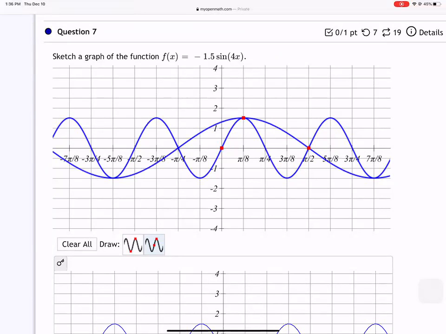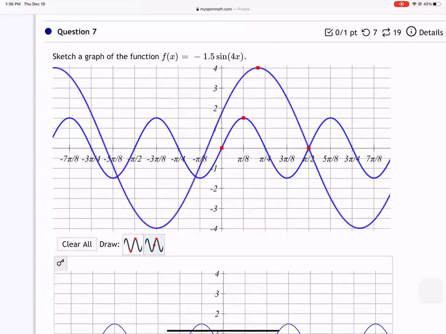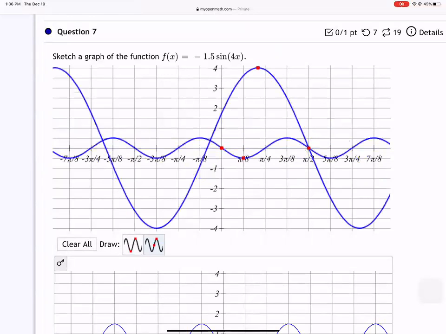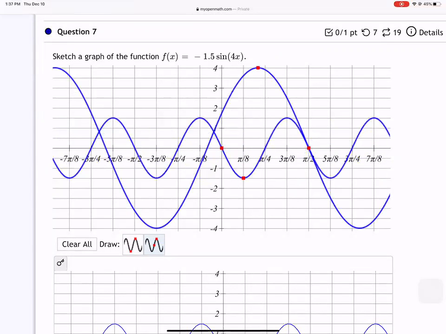Now, here's a mistake I made, and I totally forgot about this. I messed up because, okay, let's get rid of that guy. This guy here is actually, remember, -1.5. So I had to flip the graph upside down. We go down first and then up. And that's where I made my mistake. I forgot about the negative part of this graph.